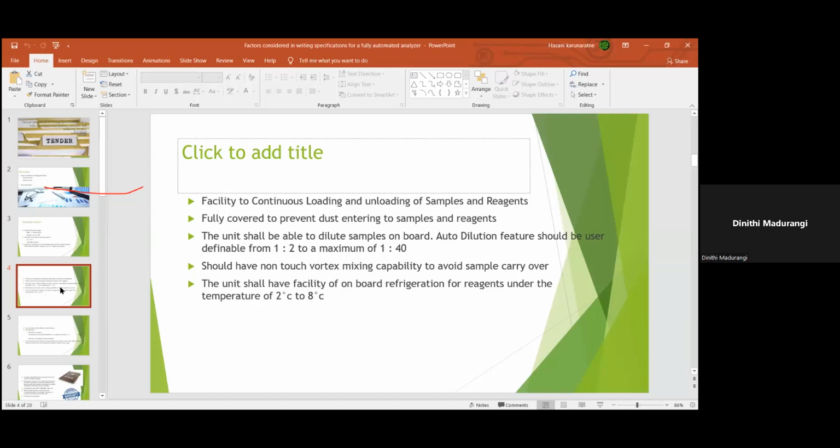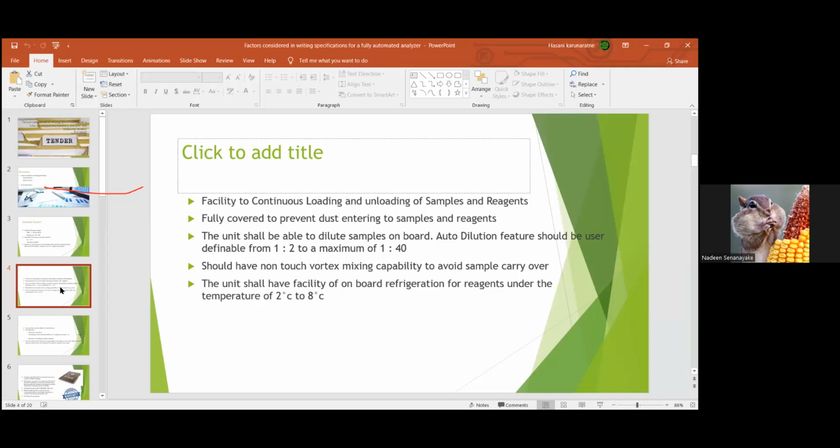So the analyzer should have a facility for continuous loading and unloading of the samples and reagents. Even though you are loading reagents, the analyzer should continue its work without stopping. And it should be fully covered to prevent dust entering into samples and reagents. And the analyzer should be able to dilute samples on board, and we should be able to decide the dilution factor.